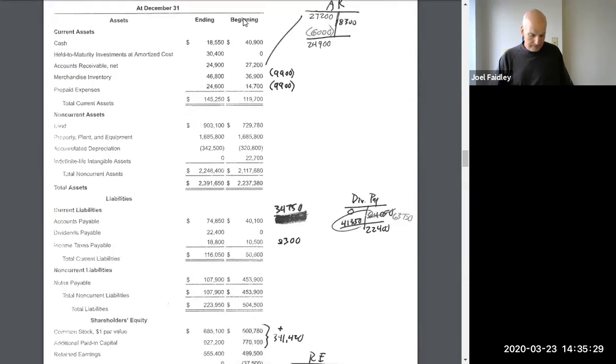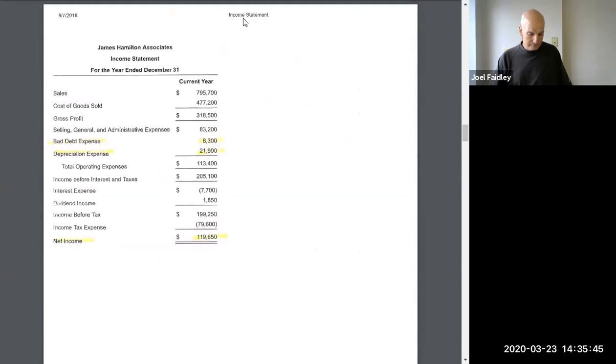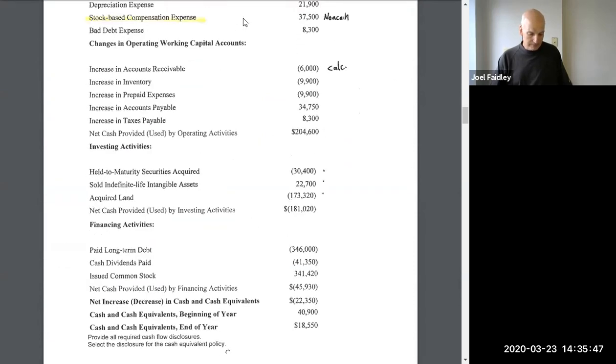Land, nothing changed with property, plant, and equipment, did it? Accumulated depreciation, that's already been plugged in. And there I have intangibles. So intangibles went from 22,007 to 0. So that's got to be a plus for intangibles, doesn't it? Yep, there it is.